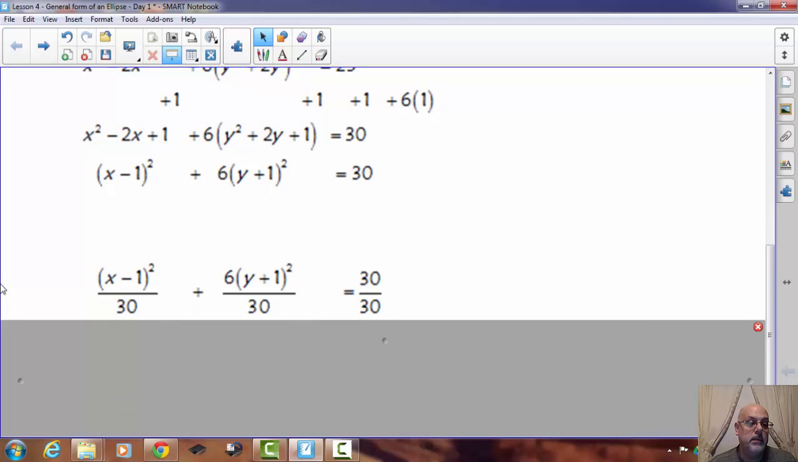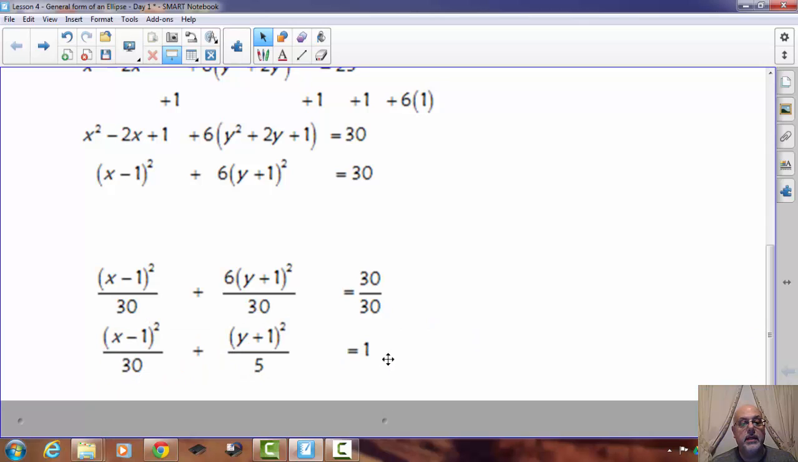30 over 30 is 1. x minus 1 squared over 30. Now the 6 and the 30 can be simplified. So the standard form for the equation of the ellipse of this particular equation is x minus 1 squared over 30 plus y plus 1 squared over 5 equals 1. Always has to be equal to 1. So the last thing you've got to do is divide out whatever is on the right side.